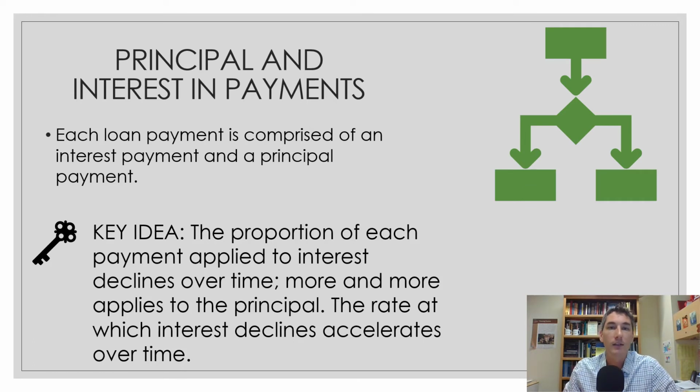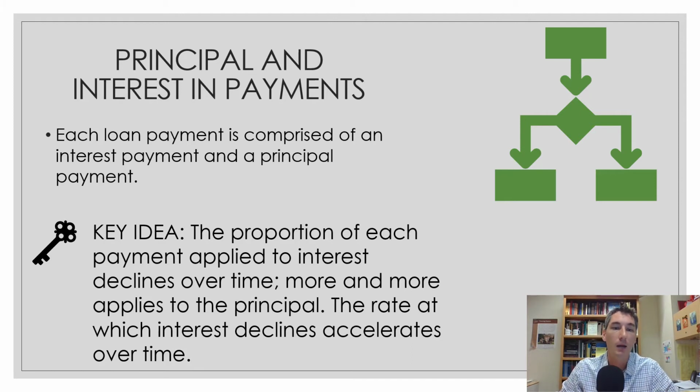The second thing is the principal and interest in payment. So, and I was alluding to this a minute ago, each payment is split into how much goes to interest and how much goes to principal. Well, as a loan progresses over time, the amount going to interest declines, and more applies to the principal, so the balance is moving down. Early in a loan, it's almost all interest, and late in a loan, it's almost all principal.